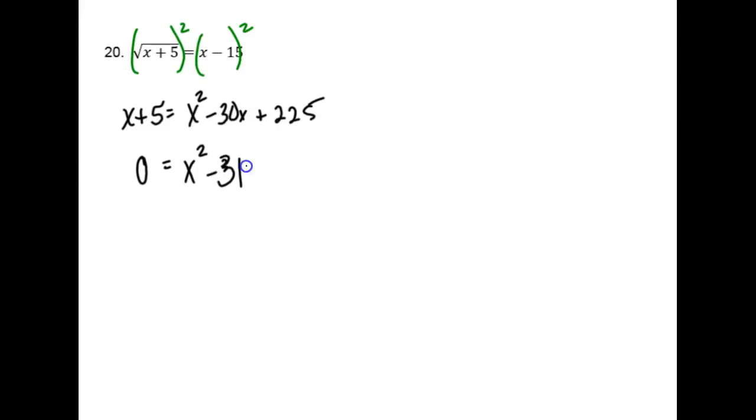On the left side, the square root and square functions will cancel each other out, and you get x plus 5. But on the right side, remember you're foiling that out. So it's x squared minus 30x plus 225. And of course, they give us a quadratic, so typically these come out to factoring questions. It's a negative 31x, subtract the x, subtract the 5.